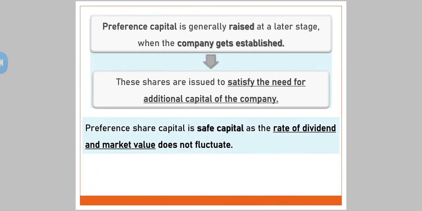See, preference capital is generally raised at a later stage when the company gets established. We have seen in the example, when the company wants to raise additional capital for its expansion or diversification, when the company is established, at that time only the company issues preference shares. These shares are issued to satisfy the need for additional capital of the company. We have seen this in the starting only. Preference share capital is safe capital as the rate of dividend and market value do not fluctuate. There is no fluctuation in the rate of dividend as the rate of dividend is fixed. The most important feature of preference shares. When the rate is fixed, there is no chance of fluctuating. So can I say there won't be any fluctuation in the market value? Why? Because the returns are fixed.